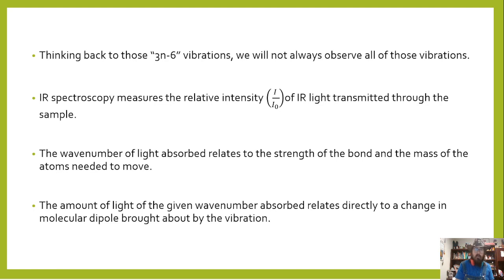How do we detect those vibrations? So, that just says 3n minus 6 is the number of possible vibrations that can happen. Now, in order to measure a vibration, we look at the relative intensity of the infrared light transmitted through the sample. So we look at the incident light. We essentially shine light through a control, see how much gets absorbed, and then we shine our sample, see how much gets absorbed.